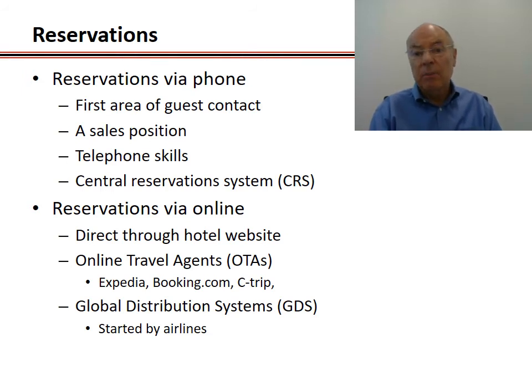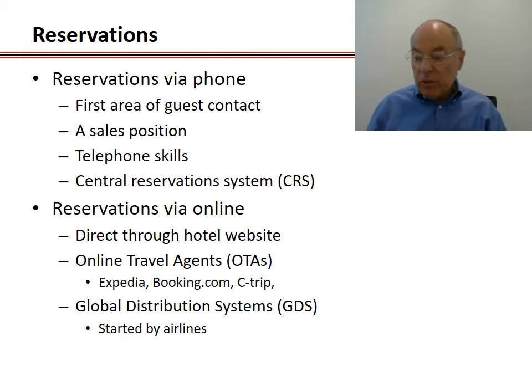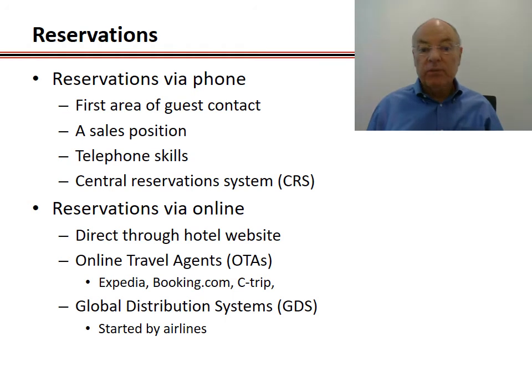Reservations online, that's the most common method that we have today, obviously. Direct through hotel website is the direction that hotels are trying to move. You see more and more hotels giving advantages to the guest who will use that online website, like free Wi-Fi, special discounts, so on. IHG will give special discounts. Marriott gives free Wi-Fi. Hilton gives free Wi-Fi. They're all trying to push it this way.